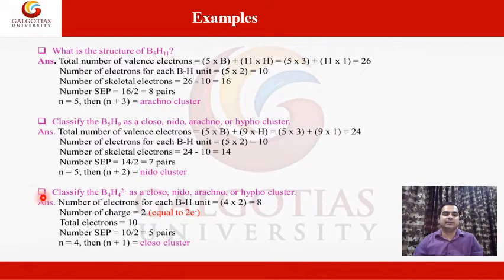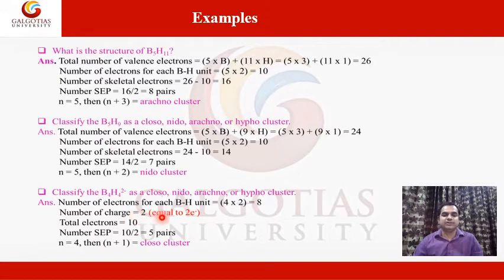Let us take another example in the form of anions, that is B4H4 2 minus. Whether it is closo, nido, arachno, or hypho, we can calculate through the SEP number, through which we can identify which type it will be. Let us take the example. The number of electrons for each BH unit, because we have 4 BH, is 4 into 2, that's why we get 8. Similarly, we have a 2 minus charge, so the number of charge is equal to 2.